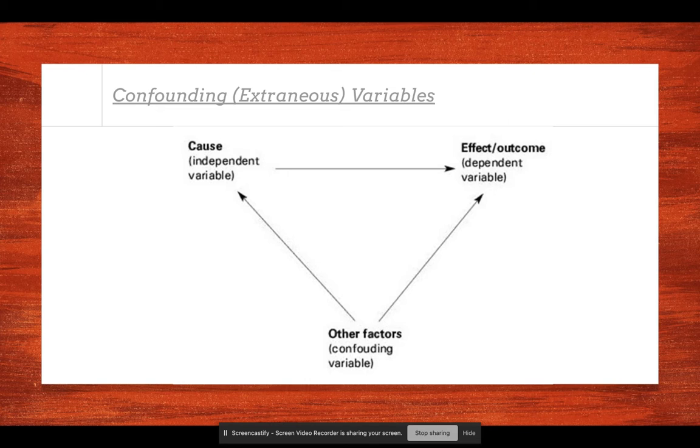There are so many factors that can interfere with establishing cause and effect, especially in this experiment. So it's just something to keep in mind as you're going through things.